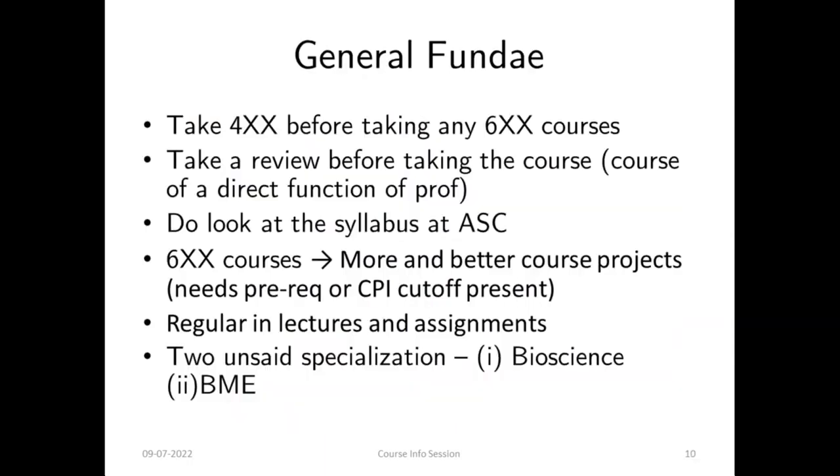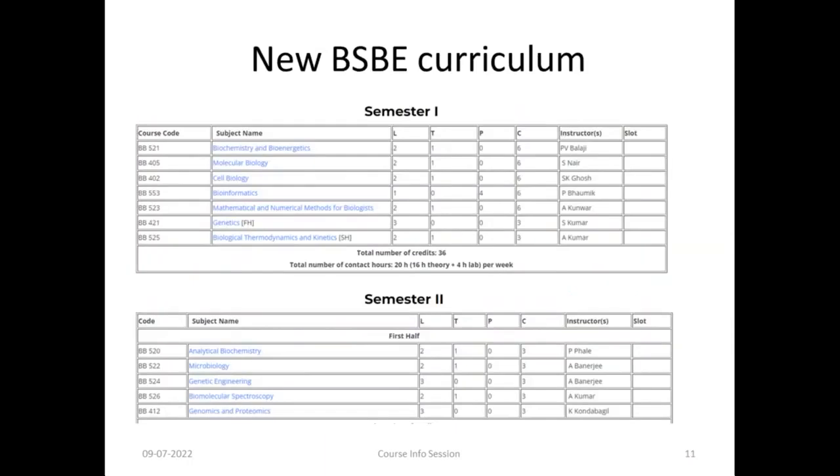One important thing to note is that some of these courses which you see right now will not be present this year, because there has been a revision in the curriculum of the bioscience department. For example, there used to be separate courses of bioenergetics and biochemistry. Now they have been combined to form BB521. Similarly, molecular and cell biology have been divided into two courses: molecular biology and cell biology, BB405 and BB402. There has also been a new course introduced on analytical biochemistry.